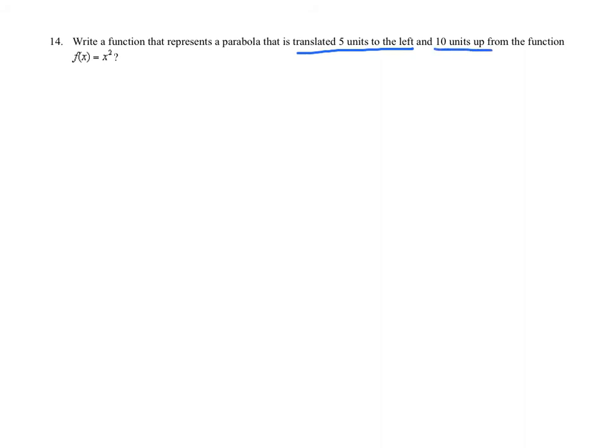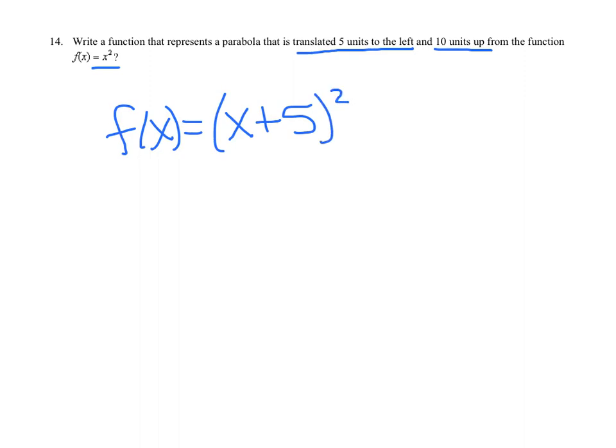Write a function that represents a parabola that is translated 5 units to the left and 10 units up from this function right here. So I've got f of x equals, and I'm going to go ahead and write it in vertex form because that's the easiest way to be able to do it. X 5 units to the left. Well, left you would normally think is negative, but in this case, remember, we've got to put that plus sign. So x plus 5 quantity squared, and then 10 units up would be another 10, but it's positive on the outside.